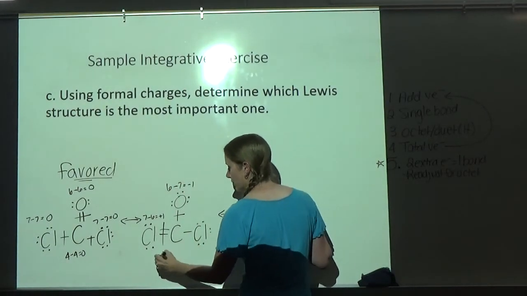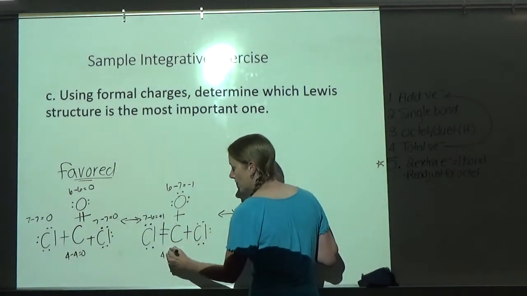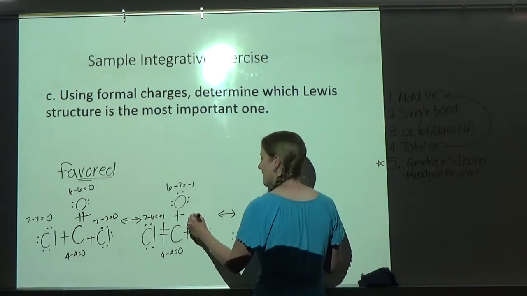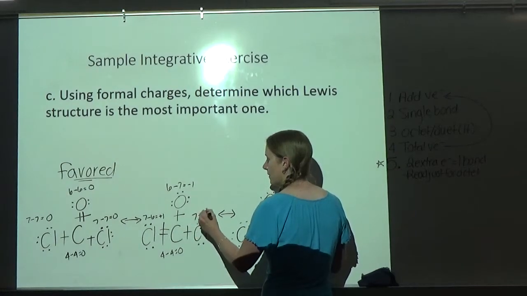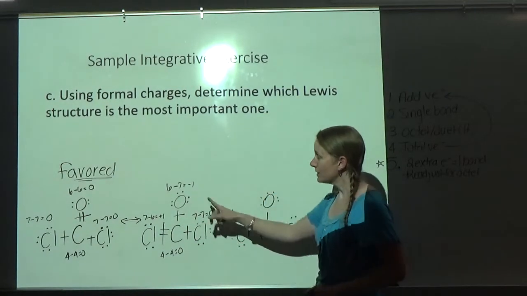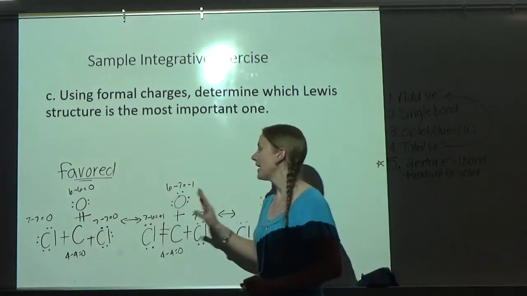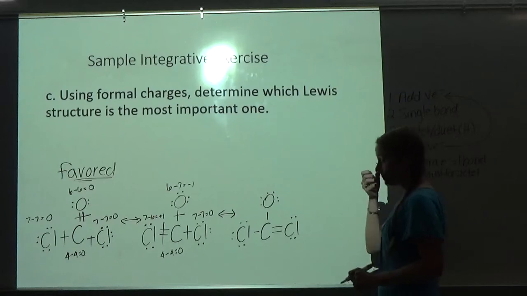Carbon starts with 4. I'm going to split my bond. I gave it 1, 2, 3, 4. So 4 minus 4 is 0. And then chlorine starts with 7. I gave it 1, 2, 3, 4, 5, 6, 7 because I split my bond and so I got 0. So because this one has a negative 1 and positive 1 instead of all zeros, that would not be a favored one. So then let's look at our last one.